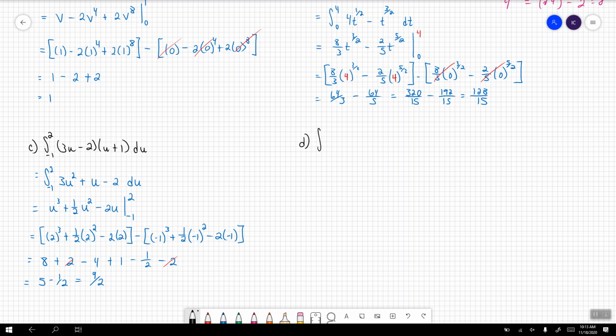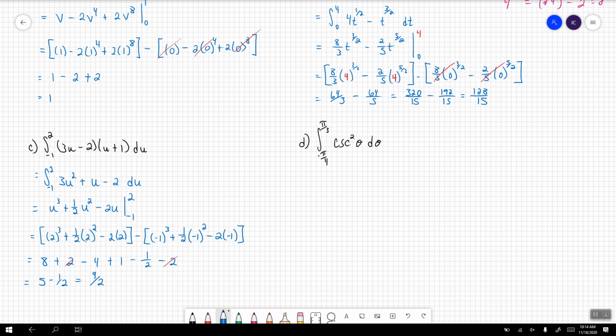For part D, I want the integral from -π/4 to π/3, and I want to evaluate this for the function of cosecant squared theta d theta. So what we have to do here is we then have to find the antiderivative. We have to go through and we have to find the antiderivative for cosecant squared theta.